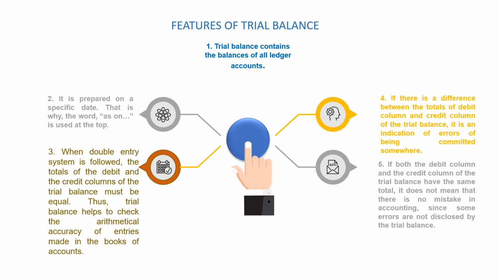4. If there is a difference between the totals of debit column and credit column of the trial balance, it is an indication of errors being committed somewhere. 5. If both the debit column and the credit column of the trial balance have the same total, it does not mean that there is no mistake in accounting, since some errors are not disclosed by the trial balance.